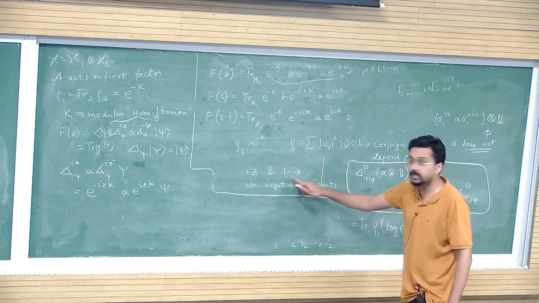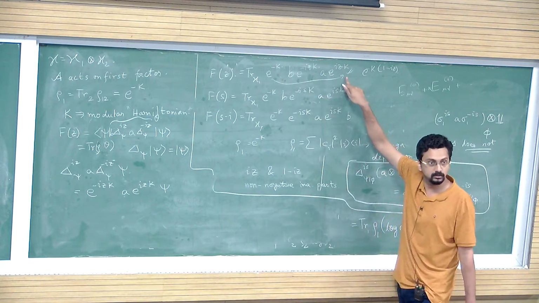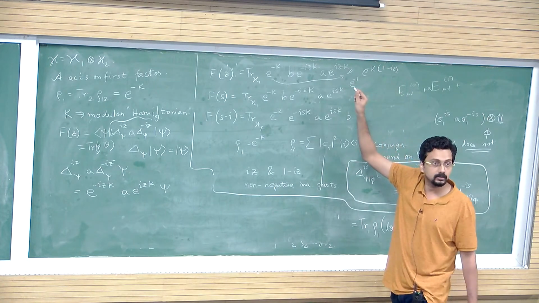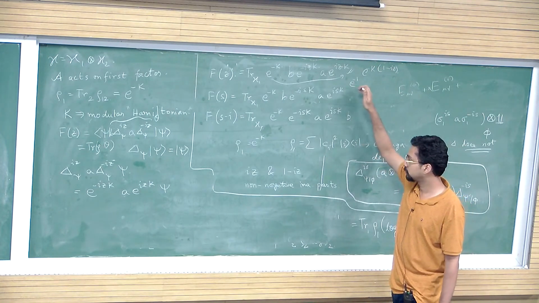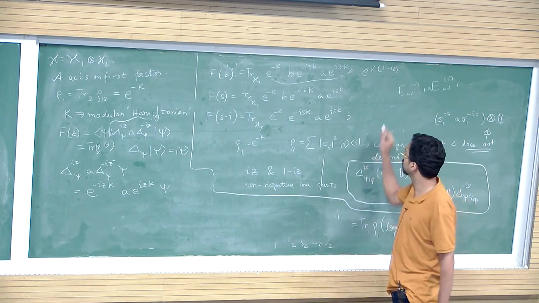1 minus iz. Cyclicity property of trace: you take this here. So this is nothing but e to the power minus k, 1 minus iz. An imaginary number and 1 minus that imaginary number have non-negative imaginary parts.